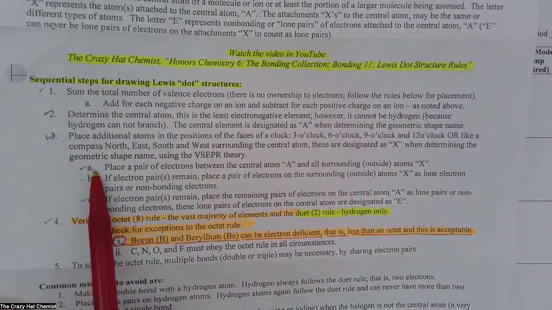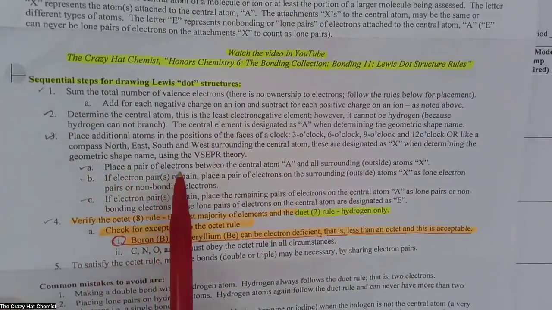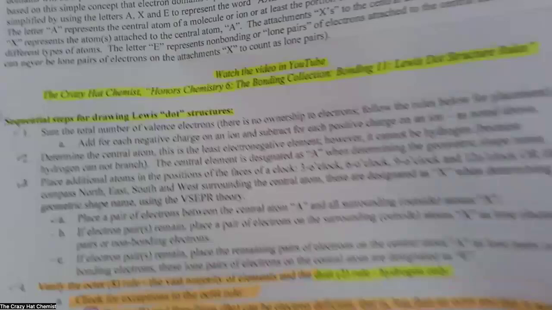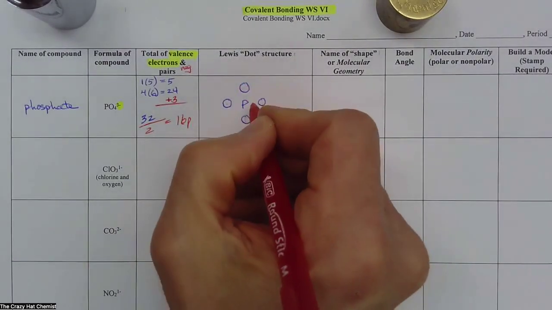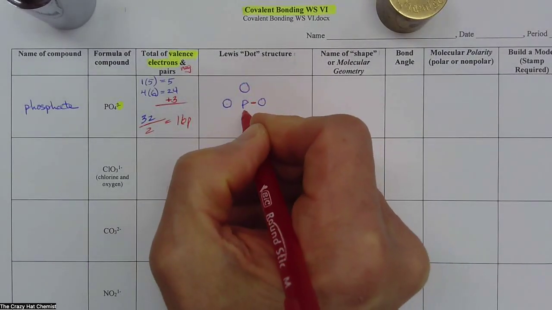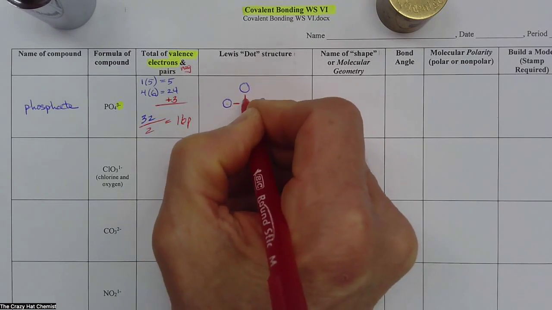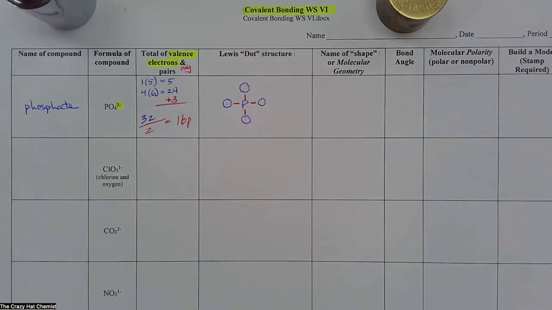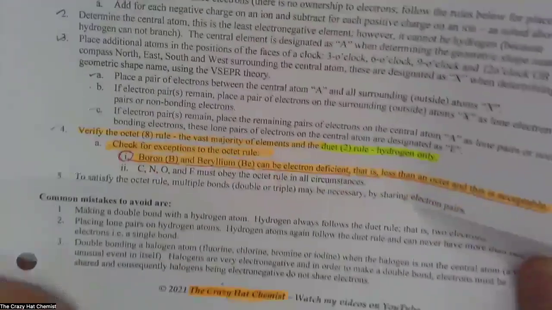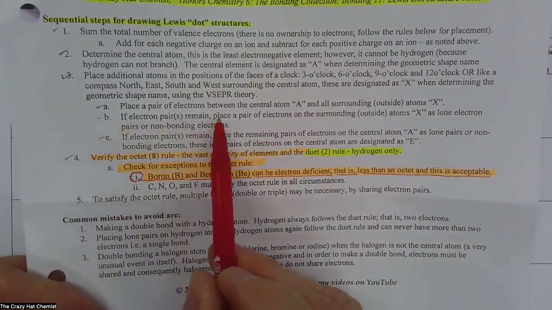And now we're going to do 3A. That's place a pair of electrons between the central atom and the outside atoms. So that is done like such. That's one of those pair, two of those pair, three of those pair, four of those pair. Okay, fantastic.